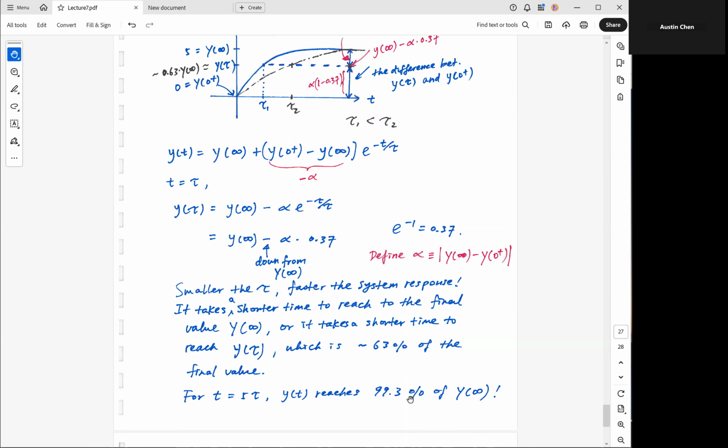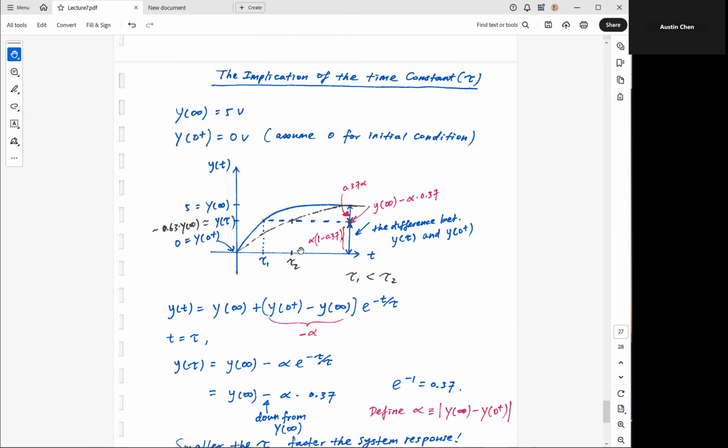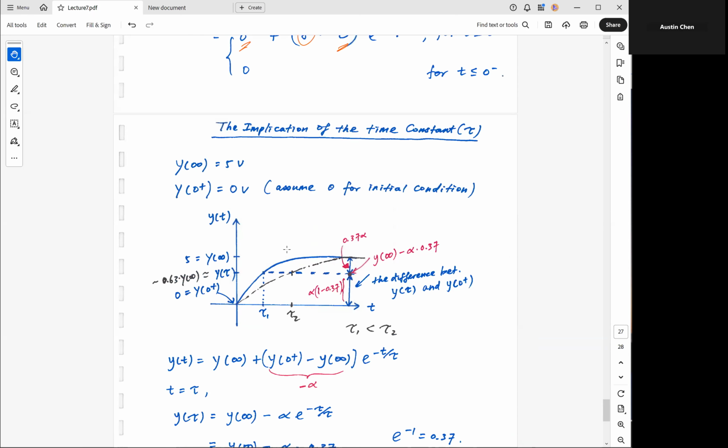But if you waited for 5 tau, then you're at 99.3% of the final value. So suppose y at infinity is equal to 5 volts. You can do the math: this is very close to 5 after you multiply by 0.993. In other words, if you look at this plot here, 5 tau will be over here, and this is very close to the final value.